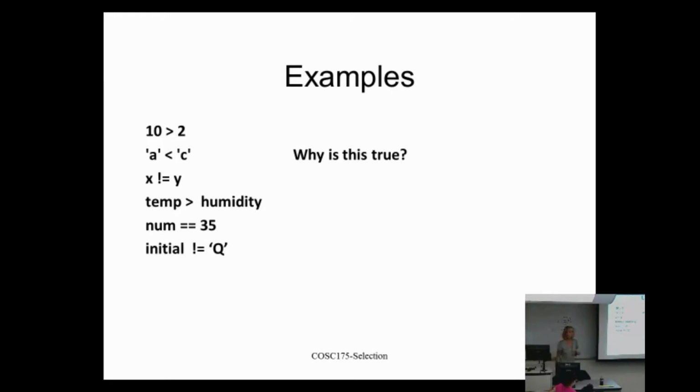Okay? Let's take a look at these examples. So in the case of the first example, 10 greater than 2, what is the value of that expression? True, obviously, right? The first expression on this slide is true. 10 is greater than 2, so that would always be true. Now, what about the second one?